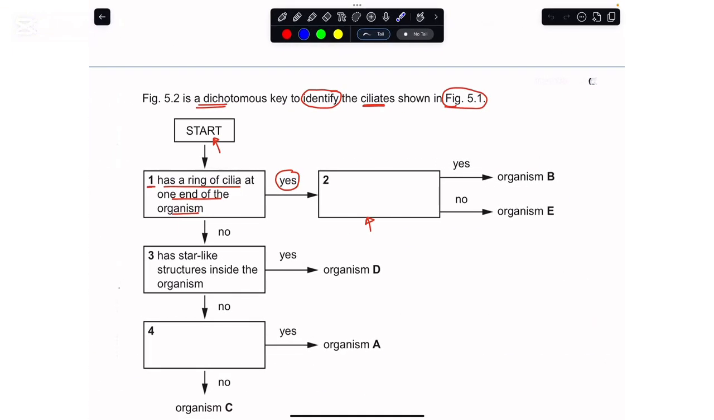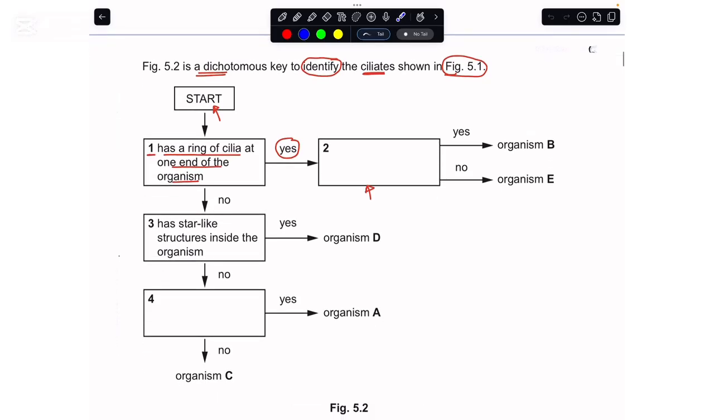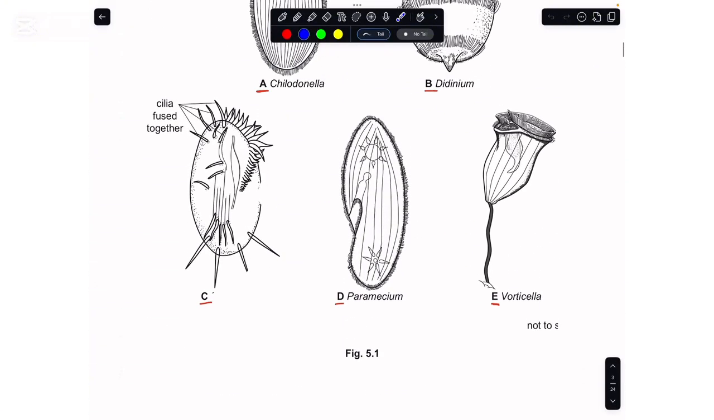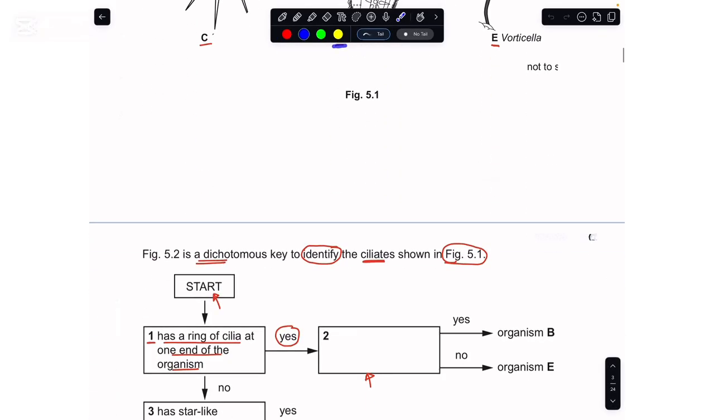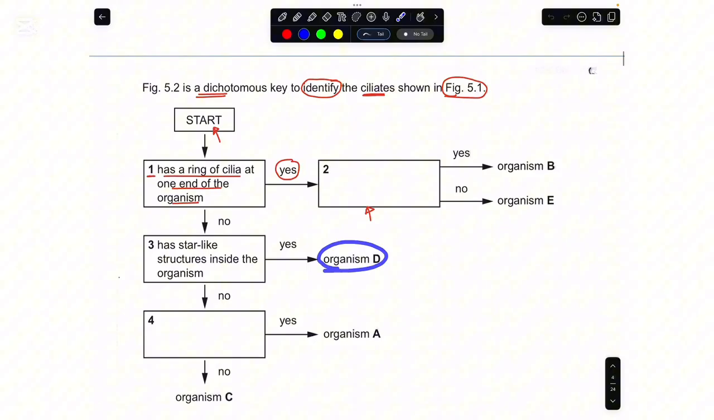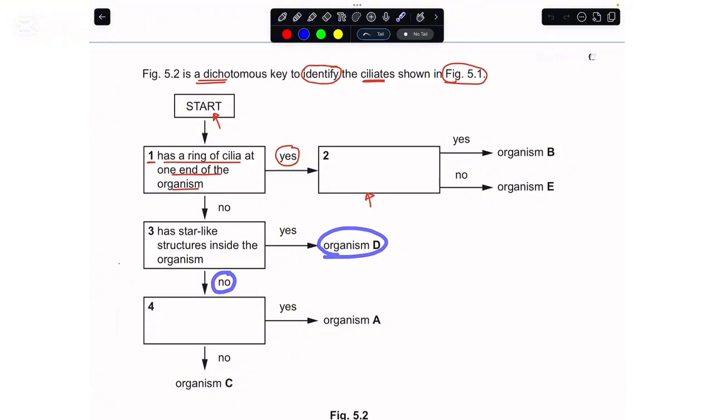If we were to move forward, here you see they have given a statement that something has got a star-like structure inside the organism. And if I just move back, here we have the star-like configuration within this D. So they have written yes for D, isn't it? And then they have given you no option here. And they would want you to write a statement here in box 4 that should go yes for organism A and it should be no for organism C that we have got.